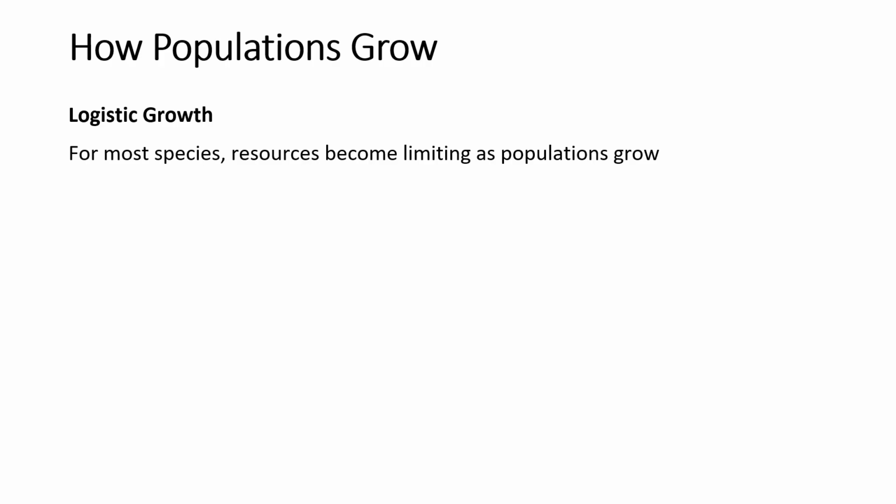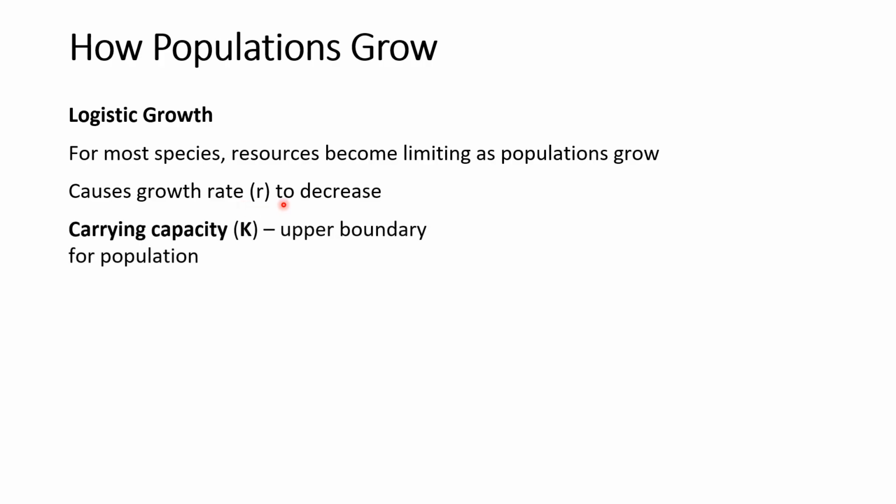When a resource becomes limited, we call this logistic growth. When resources such as water, space, or food become limited, the growth rate will decrease. Exponential growth assumes that the R is always constant. Logistic growth tells us that the growth rate is going to change: a population will grow when there's an abundance, and it will grow slowly when there is not an abundance of resources.